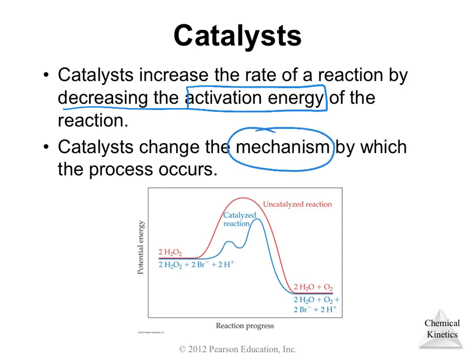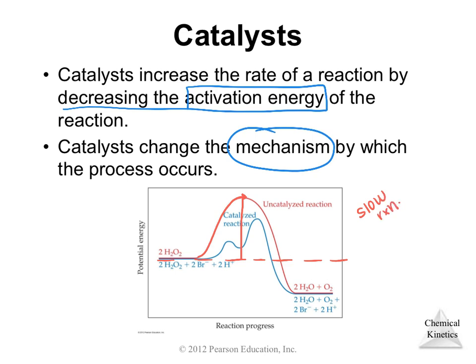So maybe instead of being just a one-step reaction, if we look at the red down here, that would be an elementary reaction. So the hydrogen peroxide takes a lot of energy. So we've got our activation energy here. And then once it finally gets going, it breaks down into water and oxygen, but that's a pretty high activation energy. So the decomposition of hydrogen peroxide is actually a really slow reaction.